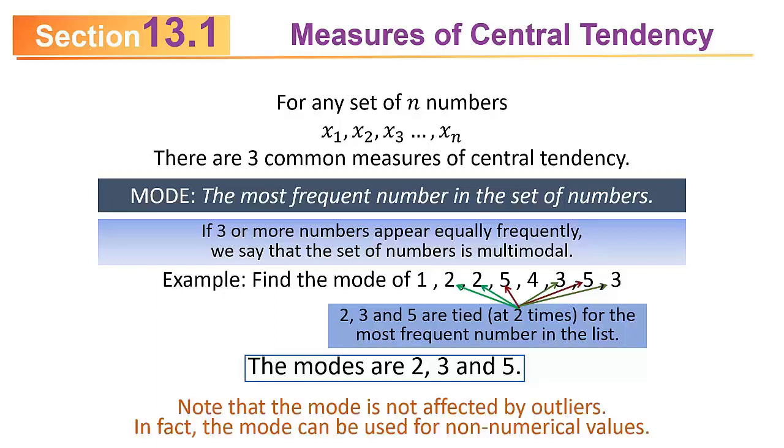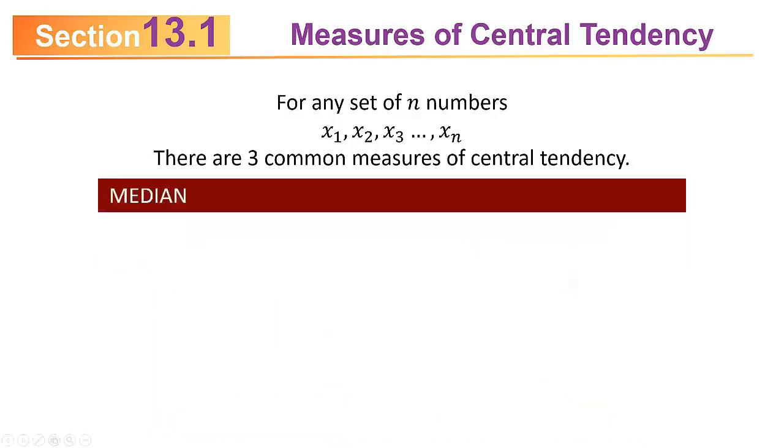The mode is not affected by outliers. That means that a single value that's way larger than most of the others or way smaller does not really affect the mode at all. In fact, the mode can even be used for non-numerical values.